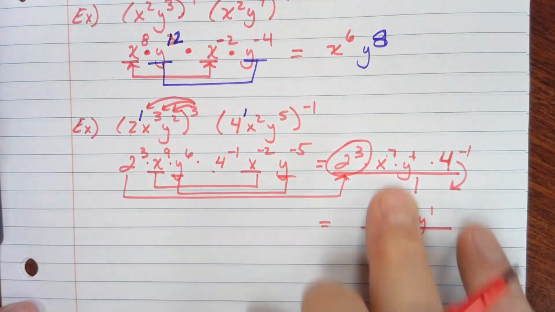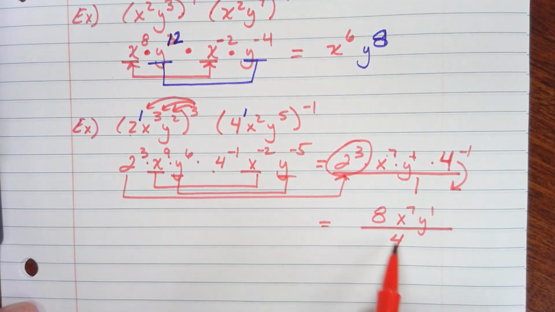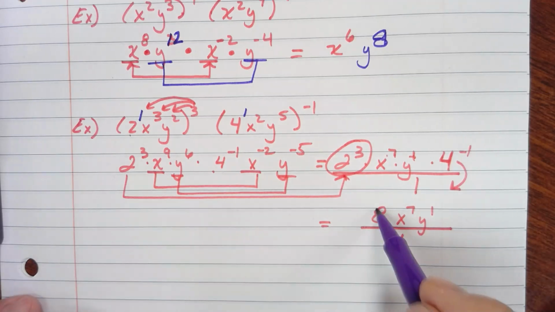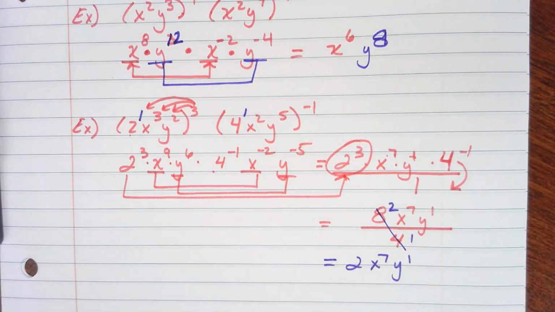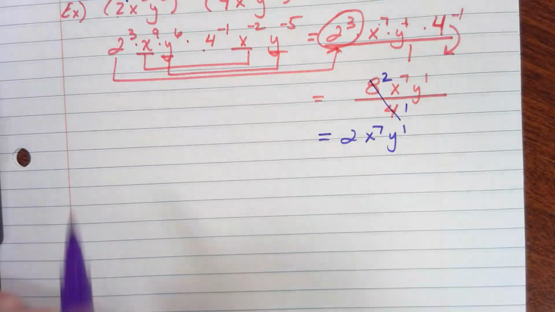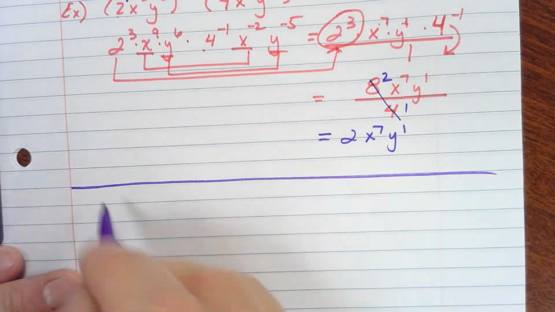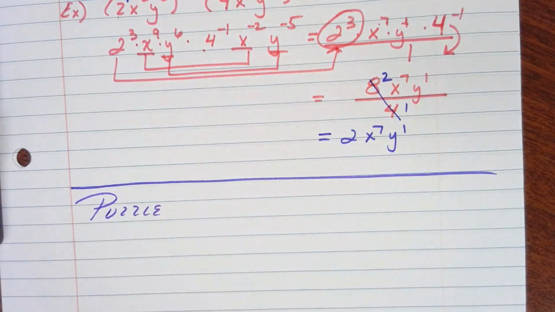As I look at the fraction and I look to reduce the numerator and the denominator, I see they both are divisible by 4. So that leaves me a final answer of 2x to the 7th, y to the 1st. Is everybody okay with that? All right.